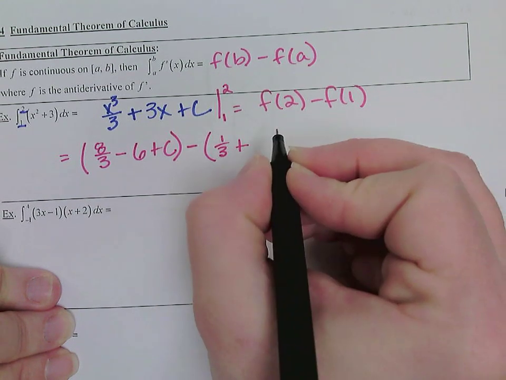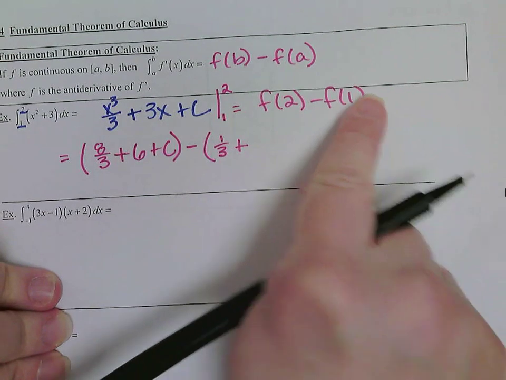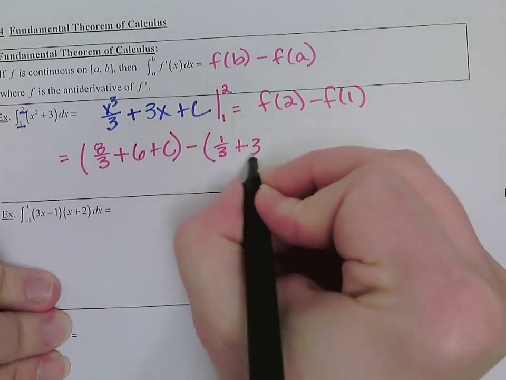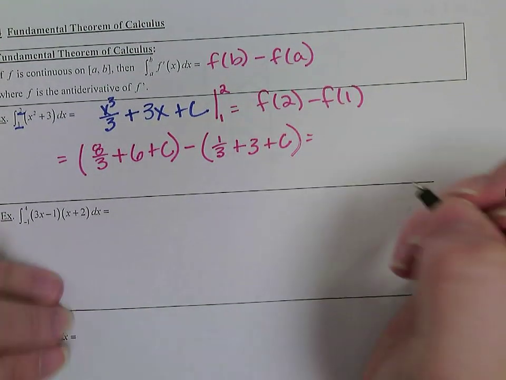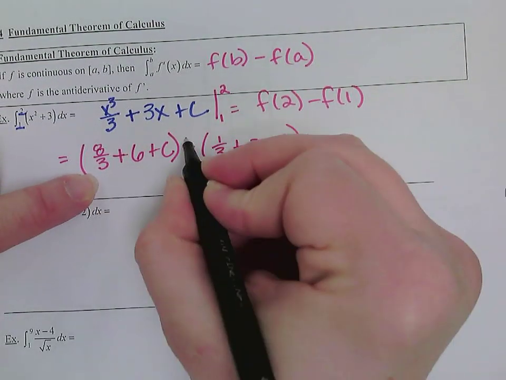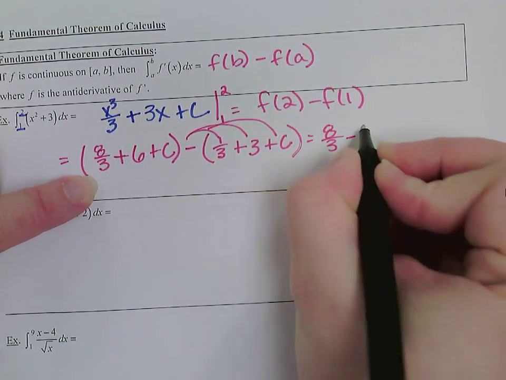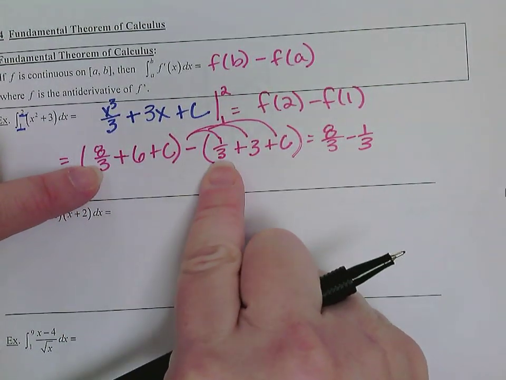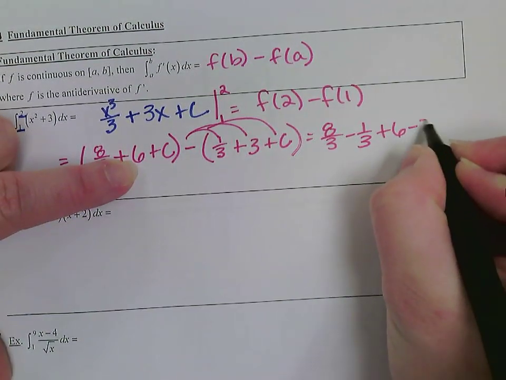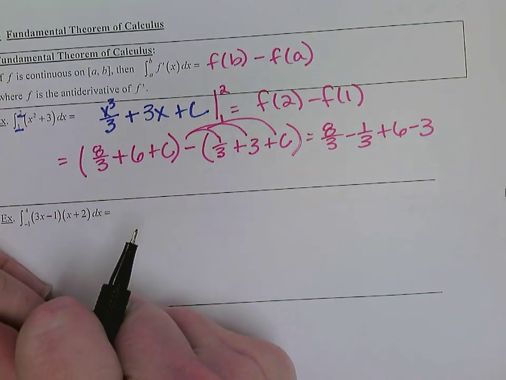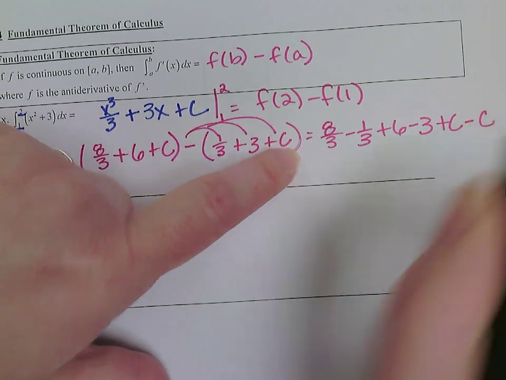Oh, plus 6, thank you. Should be plus. If I put in 1, then I have 3 times 1 is 3, plus c. So then I'm going to distribute the negative and regroup. I have 8/3 minus 1/3, right? Plus 6 minus 3, plus c, minus that same constant c.